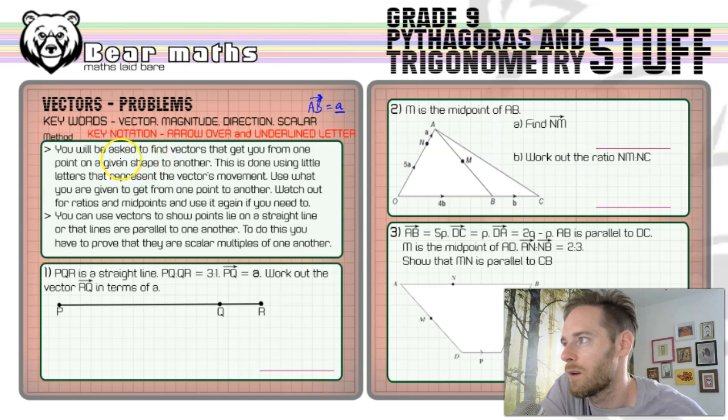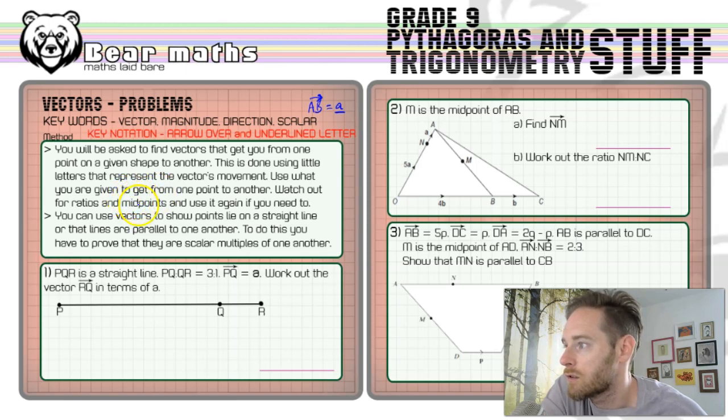But I've given it a go. This is more just useful tips than it is a method. You'll be asked to find vectors that get you from one point on a given shape to another. This is done using the little letters that represent the vector's movement. Use what you are given to get from one point to another. Watch out for ratios and midpoints, and then use it again if you need to. You more than likely will need to, unless it's a very simple one-mark question.